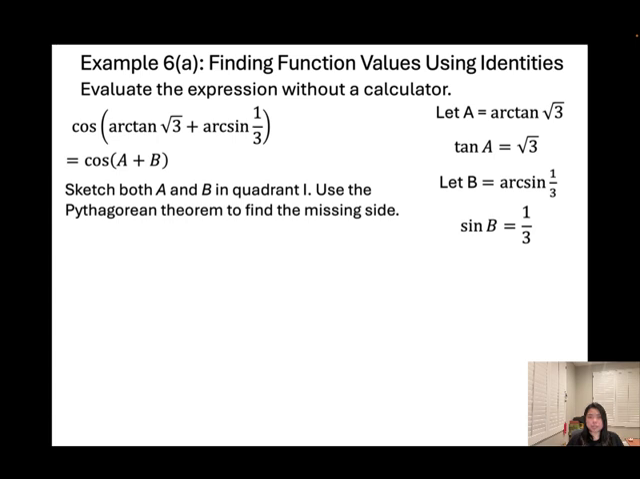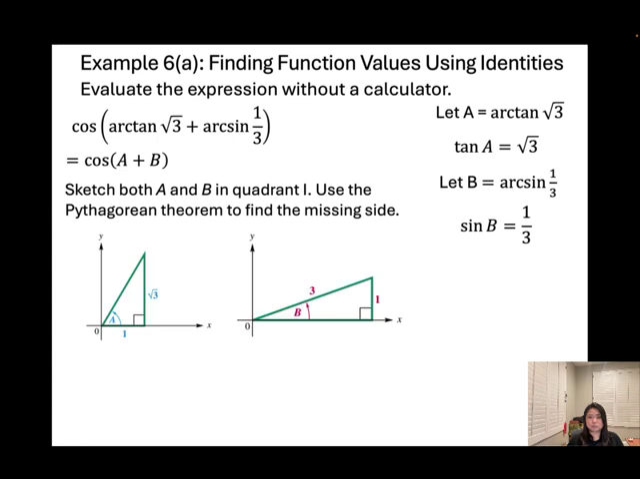And then we're going to sketch these two angles in quadrant 1 here. So one is angle A, where tangent A equals root 3 over 1. So opposite over adjacent, root 3 over 1 here. And then angle B, opposite over hypotenuse, so 1 over 3. Now, I want you guys to try to find out what R is.